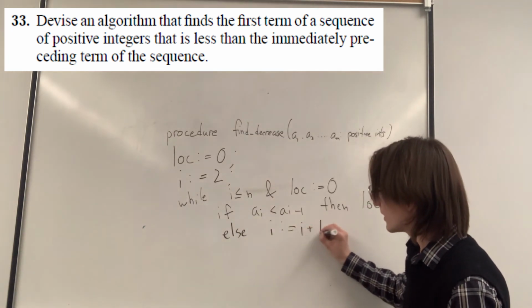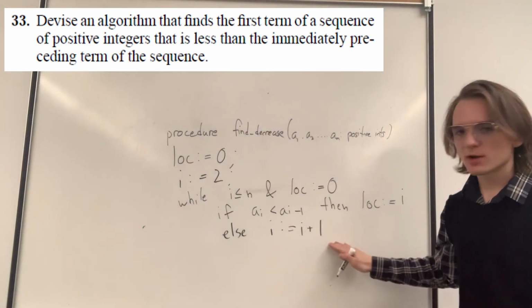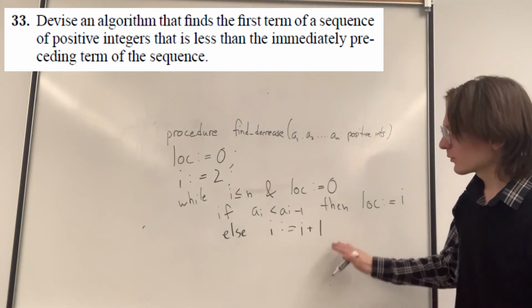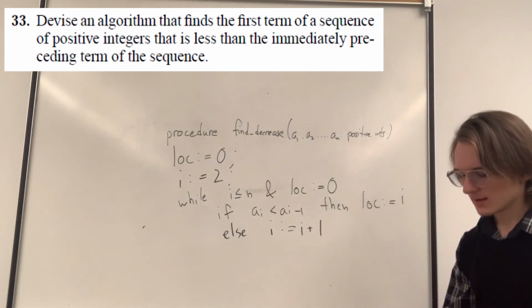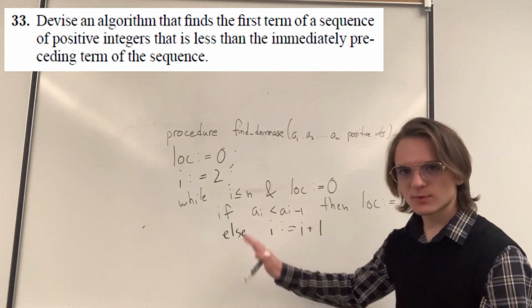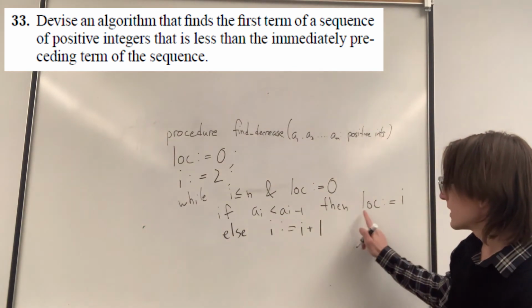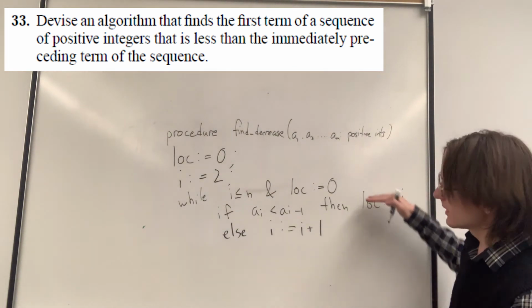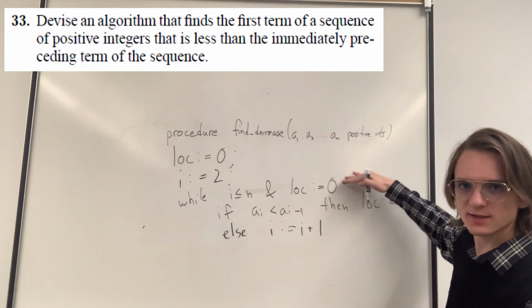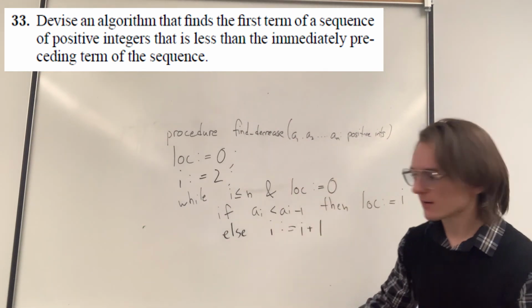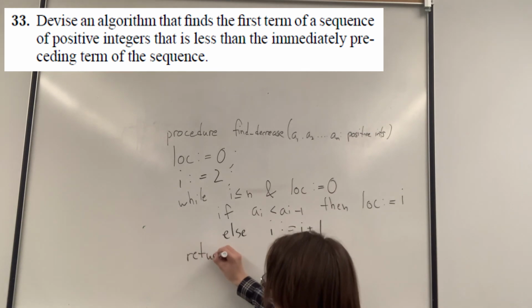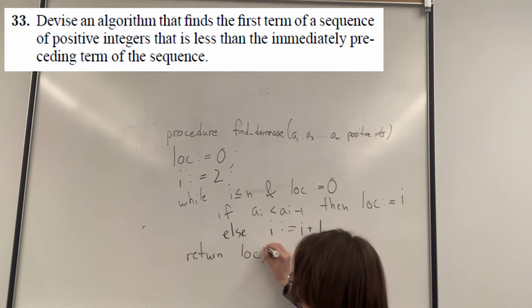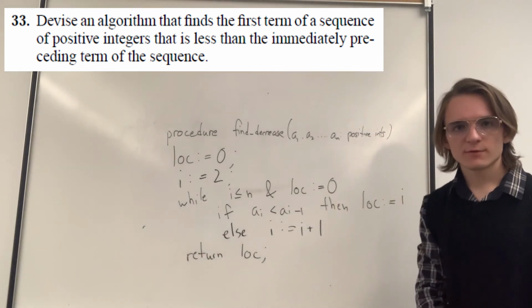All right, and if this is not true, then we're going to say i is equal to i plus 1. I mean, we could have just done a for loop, but we can do while loops as well. They're pretty fun. Okay, regardless, once it reaches that location is equal to i, it knows location is not 0, so this while loop will break. And from here, we simply return the location. And this will solve for this algorithm.